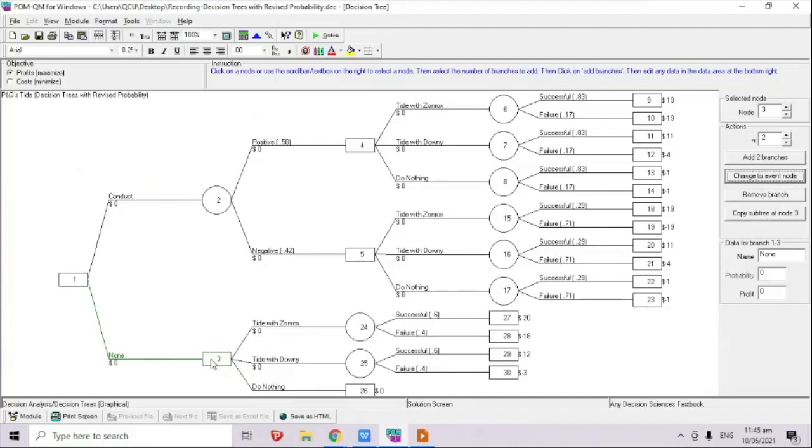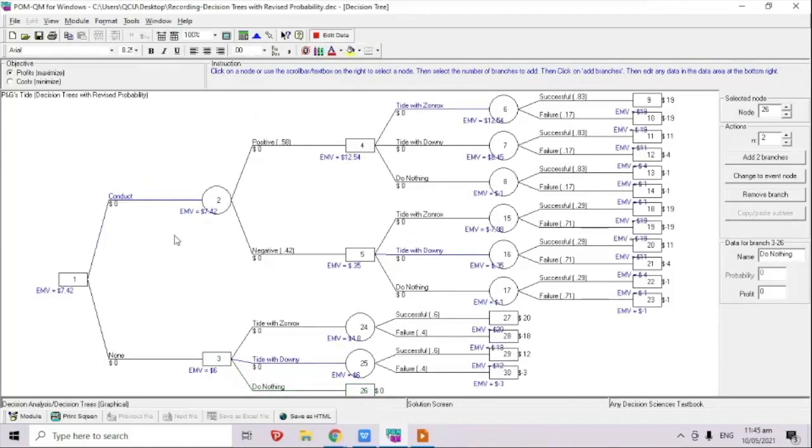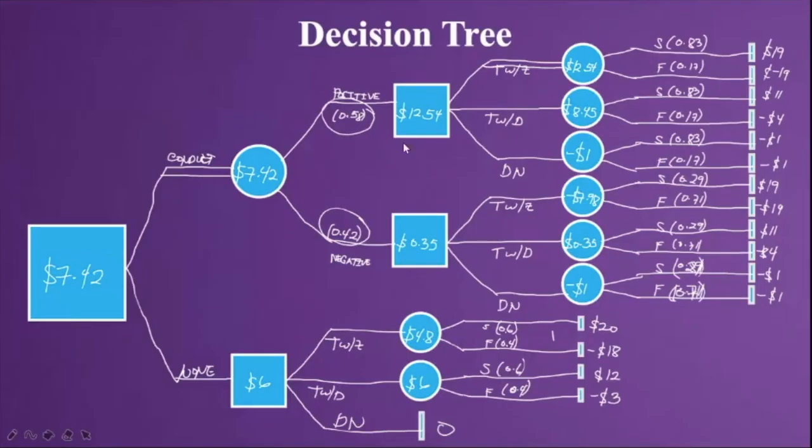Dahil decision na ito, naggagawa na siya ng decision. And ito naman is tama yan, 0 tapos 0. The rest, okay na. I think so, okay na. So, let's check if ever na tama tayo. Solve natin. Click solve button. And okay, 7.42, 7.42, tapos 6. That is the first 3 EMV. Tapos 6, ayan. 12.54, 0.35, 4.8, then 6.